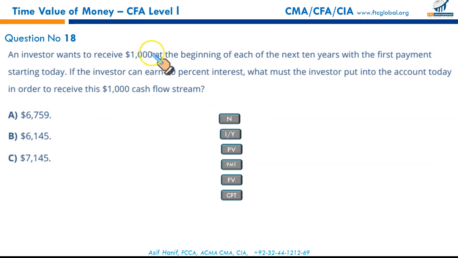An investor wants to receive $1,000 at the beginning of each of the next 10 years. Beginning means it's an annuity due. N is 10, with the first payment starting today, surely annuity due. If the investor can earn 10% interest, this is your interest per period. What must the investor put into the account today?